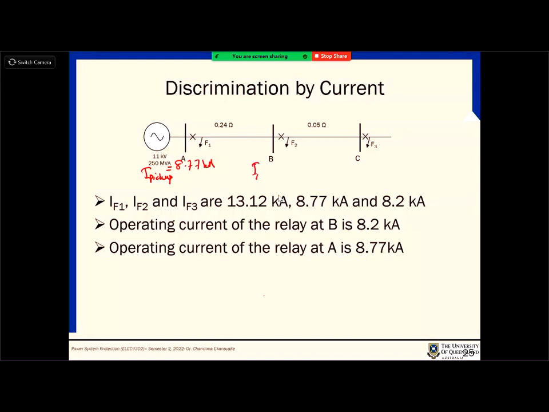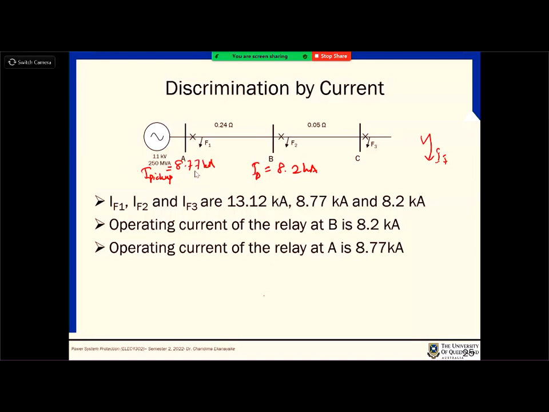This I pickup is equal to 8.2 kiloamps. Okay. So we didn't consider IC, because there could be some other fault current here, right? I didn't put it here. So that's the pickup current of these two relays.